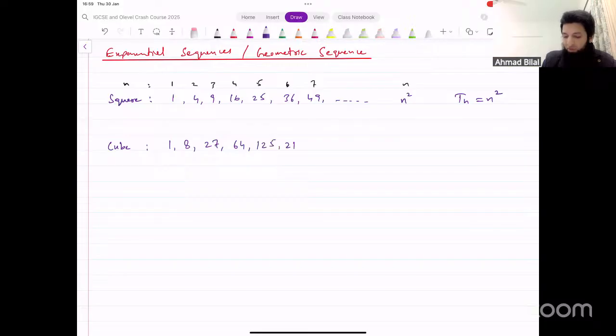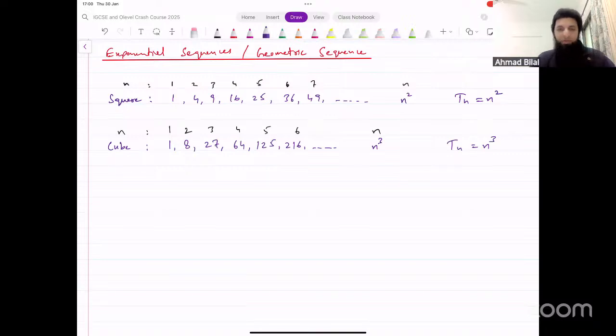6 cube is 216, and so on. If you have a sequence like this, when n is 1, the value of the sequence is 1. When n is 2, it's 8, then 3, 4, 5, 6. Whatever n is, the sequence would be n cube. So the nth term of the sequence is n cube.